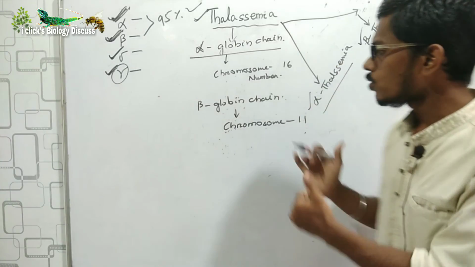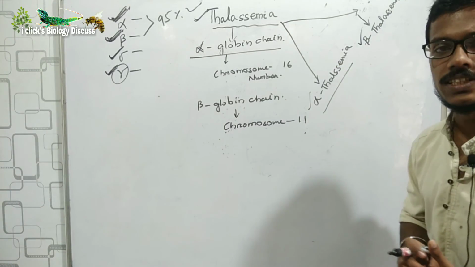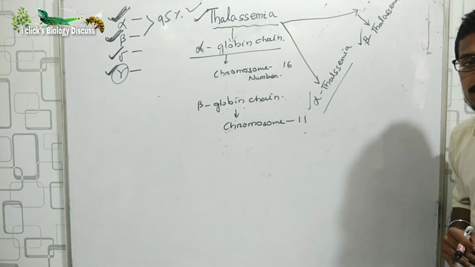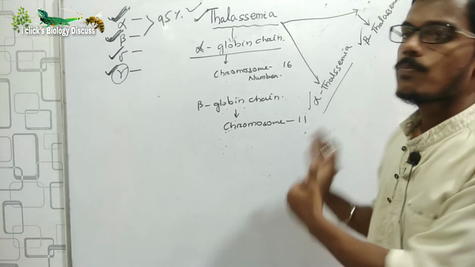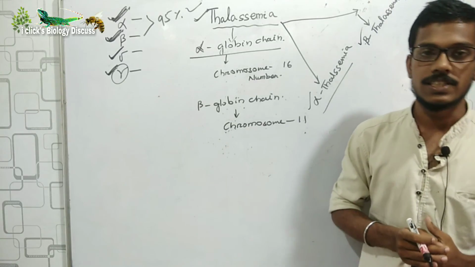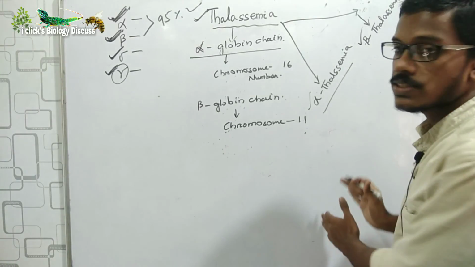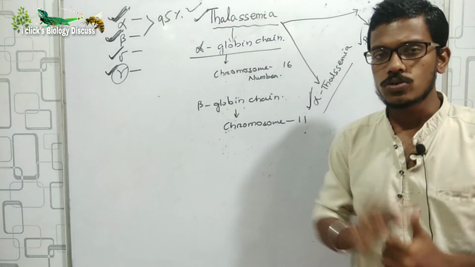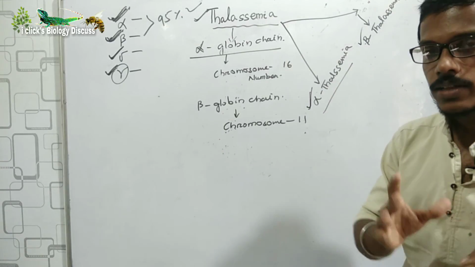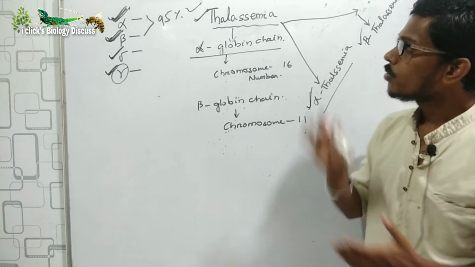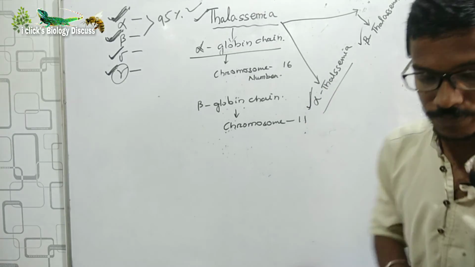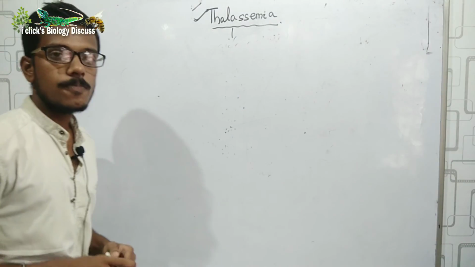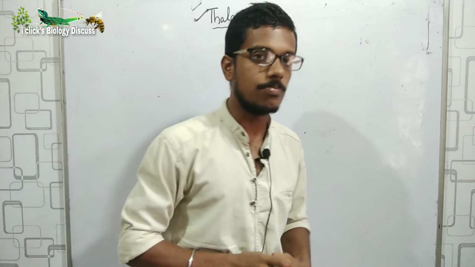So let's go to the beta-globin chain synthesizing gene, or beta thalassemia, the disorder in beta-globin chain synthesis. Then we will come to the alpha-globin chain synthesizing gene, or disorder in it, that will lead to alpha thalassemia. Let's go to beta thalassemia first, and after completing beta thalassemia, we will go to alpha thalassemia. So let's discuss beta thalassemia.